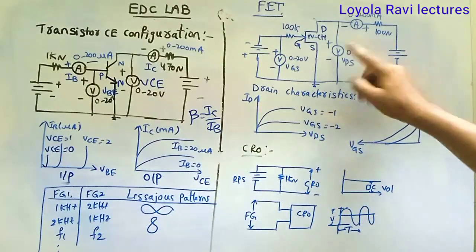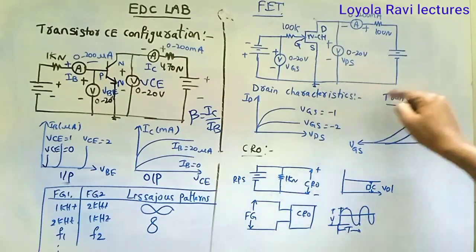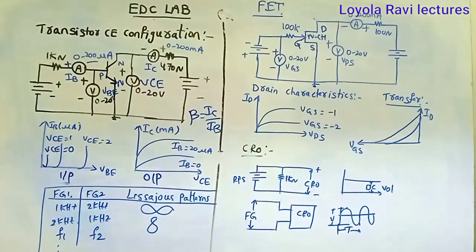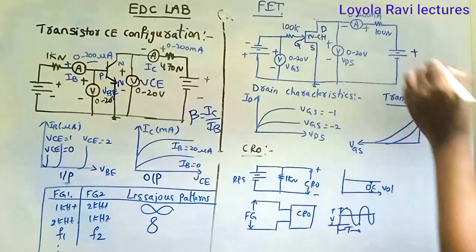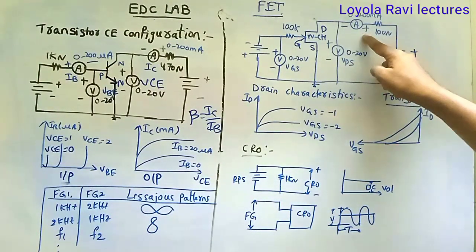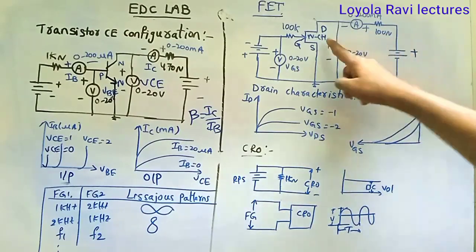Then come to the output side. VDS is positive: the drain is connected to positive and the source is connected to negative. VDS is positive, VGS is negative. These two are in parallel, so positive and negative are connected accordingly.